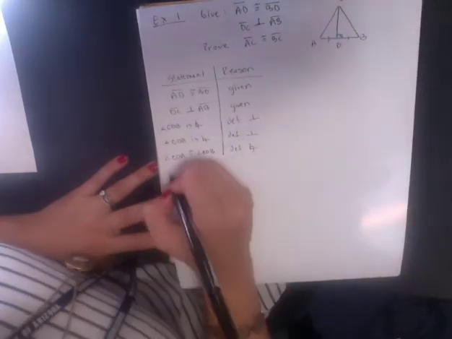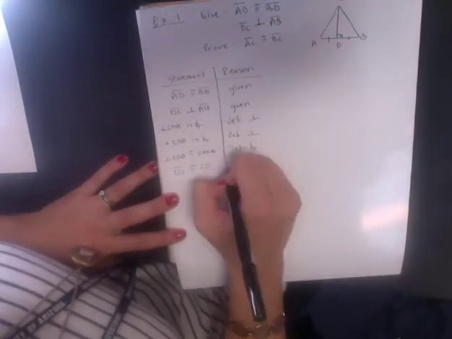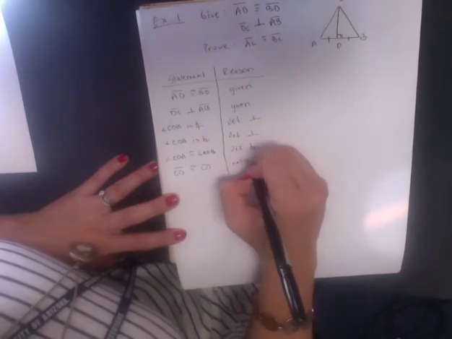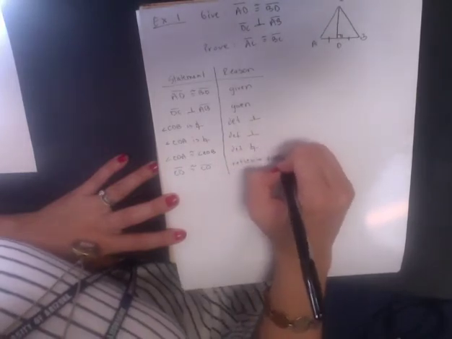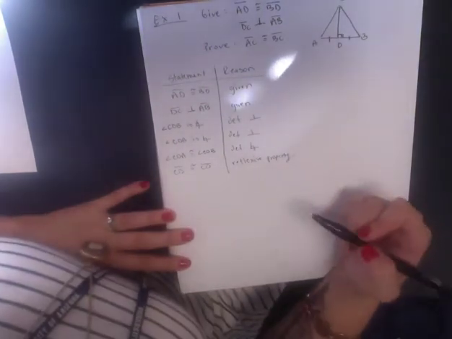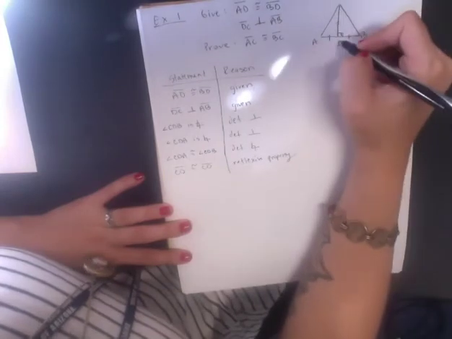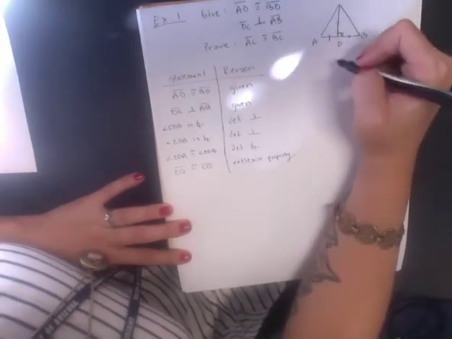Now, I can also say that CD is congruent to CD. This is what we call the reflexive property. Reflexive property says that something is congruent to itself. Mrs. Smith equals Mrs. Smith, right? That's a true statement. I am myself. CD equals CD because it's the same line.